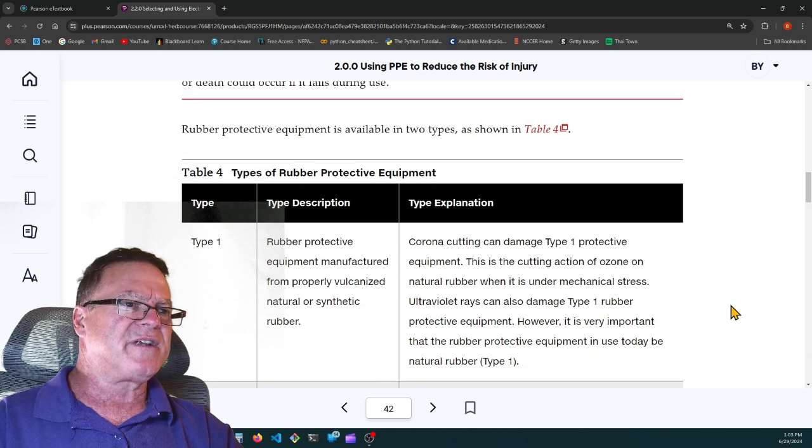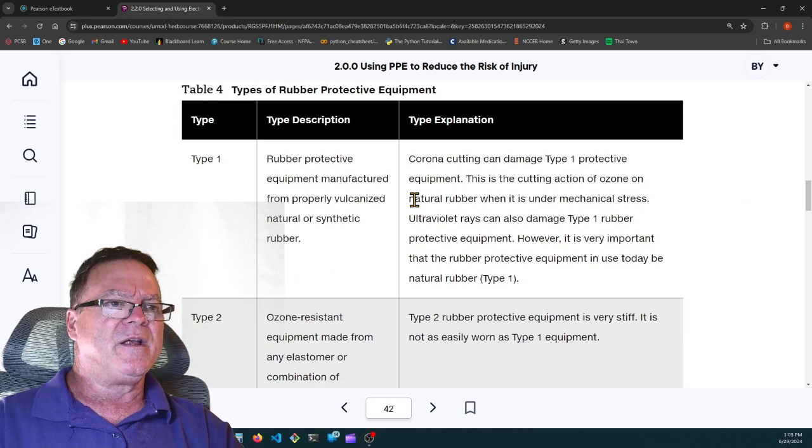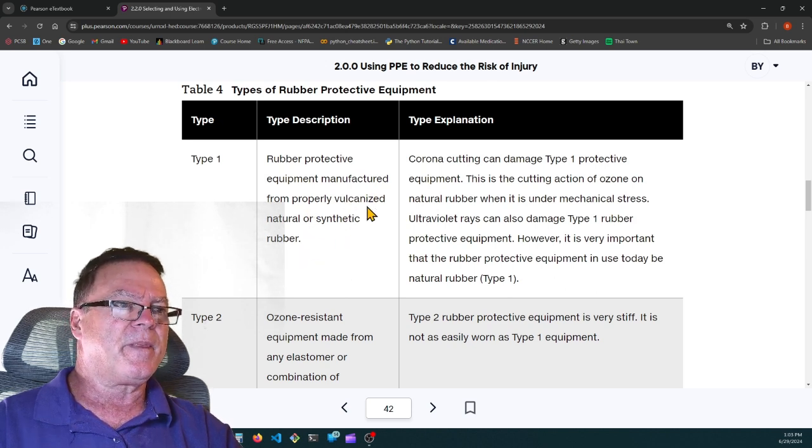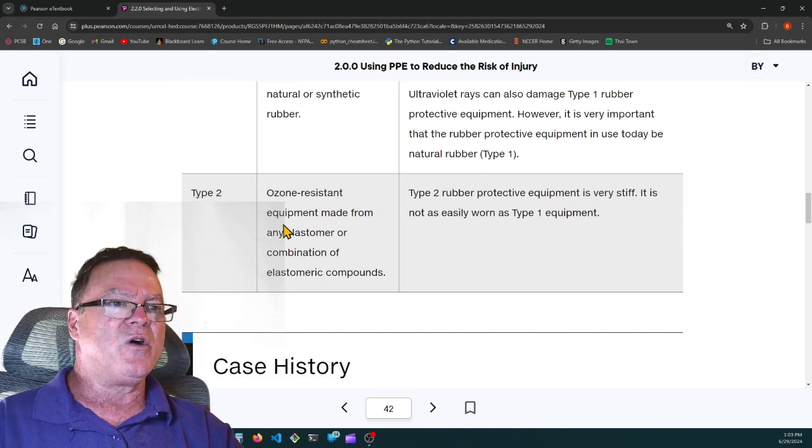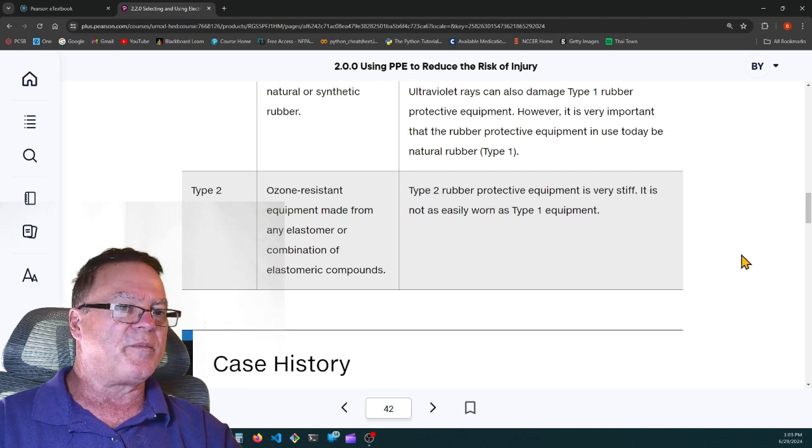Types of rubber protective equipment. Type 1 rubber protective equipment is manufactured from properly vulcanized natural or synthetic rubber. Type 2 is ozone resistant equipment made from an elastomer or combination of elastomeric compounds. Type 2 rubber protective equipment is very stiff. It's not as easily worn as Type 1 equipment.